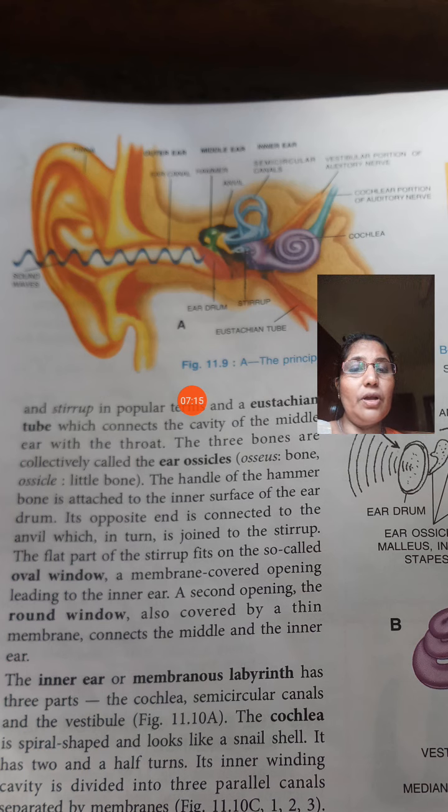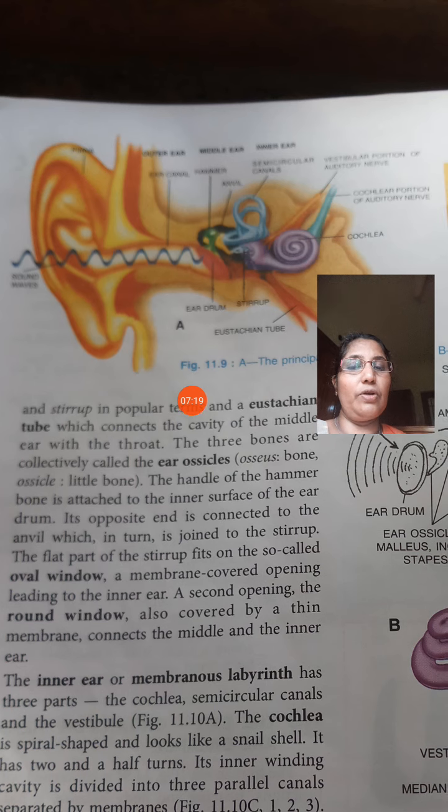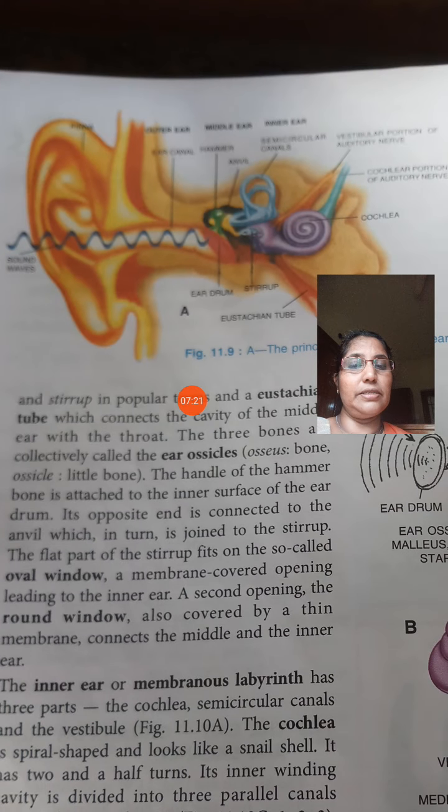Then these 3 bones are collectively called the ear ossicles. You can see the ear ossicles. So these 3 parts, the 3 ear ossicles and the eustachian tube together, we call the middle ear. Which are the parts of the middle ear? 3 small bones, that are the ear ossicles, and the eustachian tube together make the middle ear.